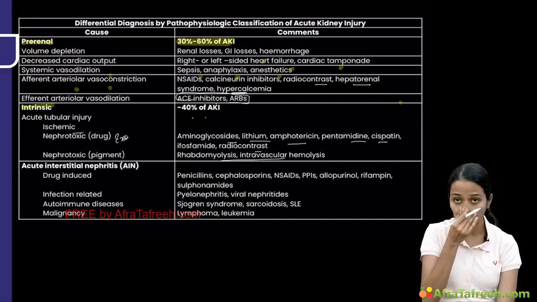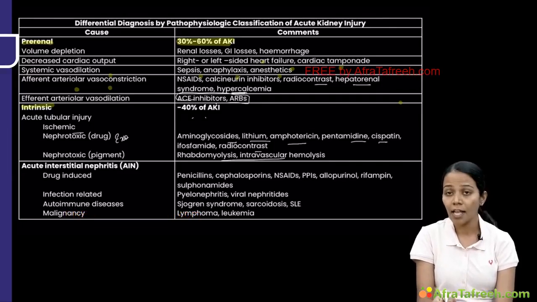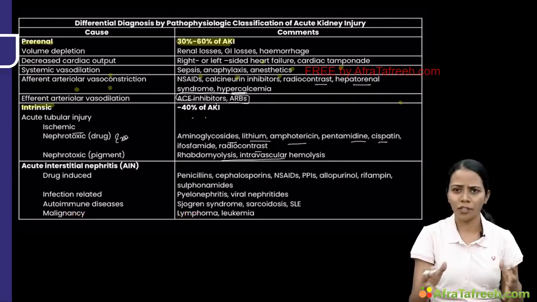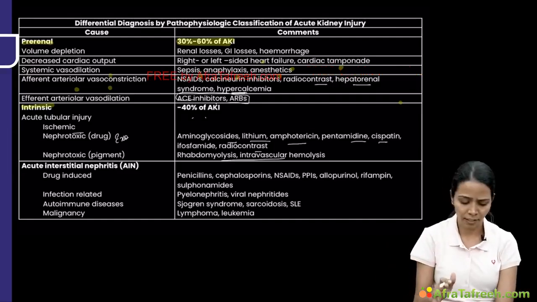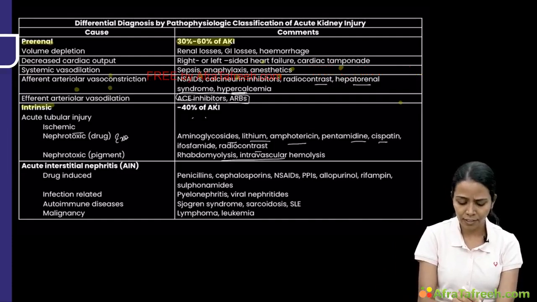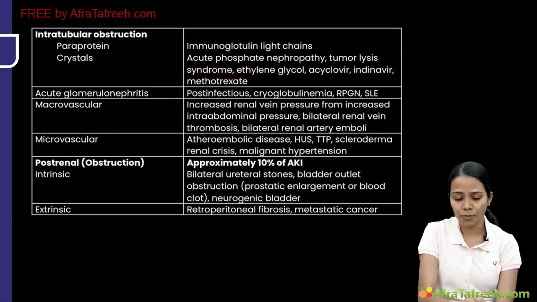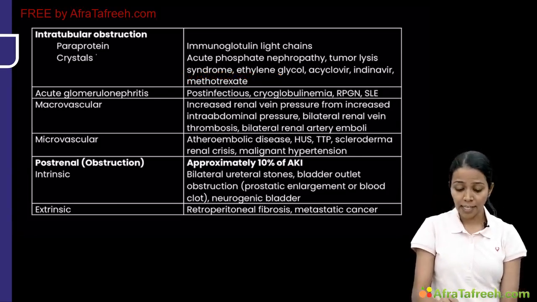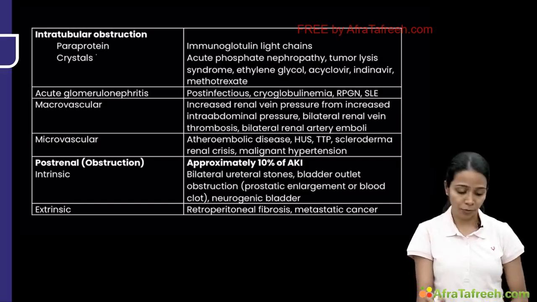AIN, again, it can be drug-induced like penicillin, cephalosporin, NSAIDs, PPIs, allopurinol, rifampin, sulfonamide. Okay. See, don't remember all these. All these are just a cumulative thing of what you have studied in all other chapters. This is nothing new. It can be infection related. It can be autoimmune disease or malignancy. Again, coming to intratubular obstruction, it can be paraprotein like in multiple myeloma, crystals like in phosphate or tumor lysis, ethylene glycol toxicity, or drug-induced like acyclovir, indinavir, methotrexate.